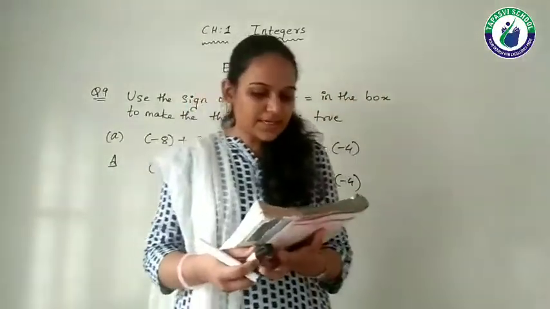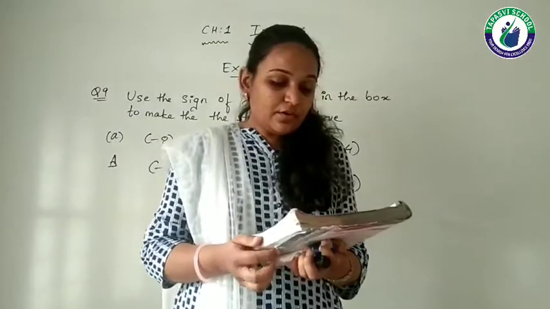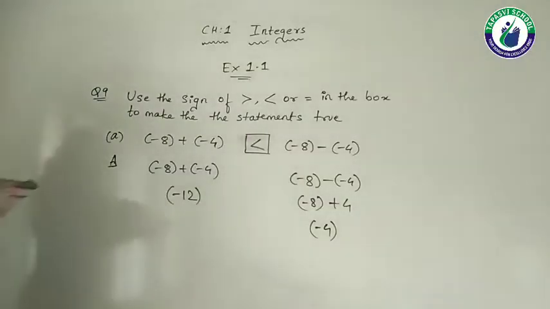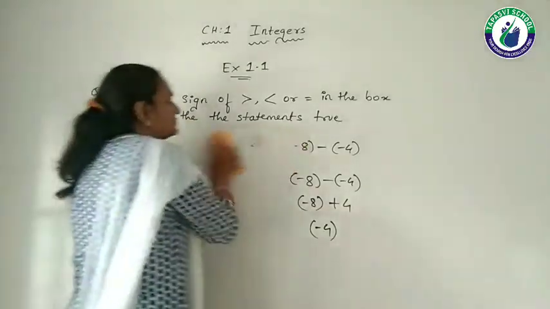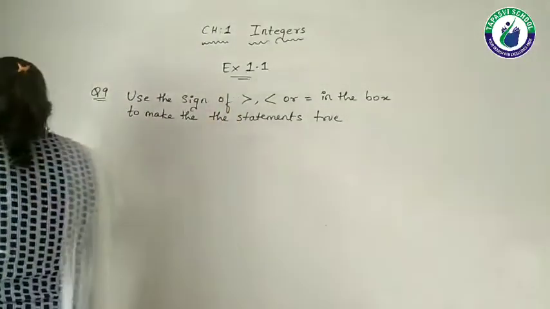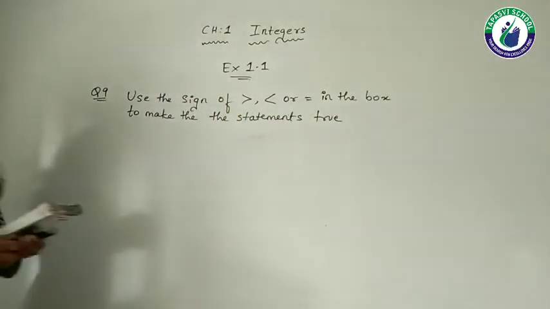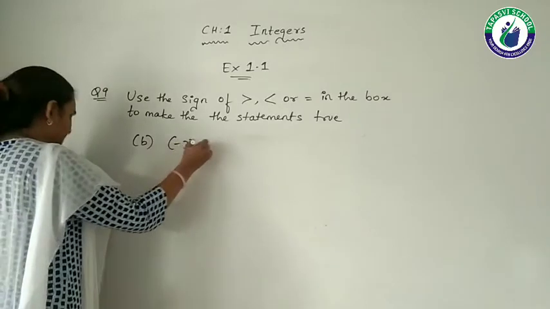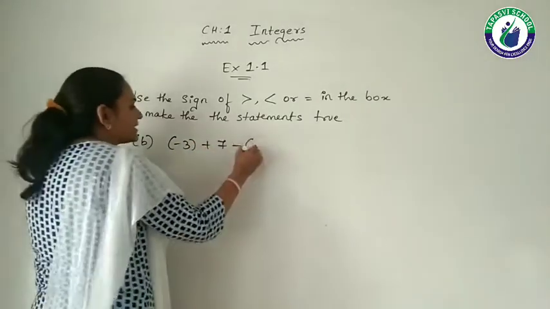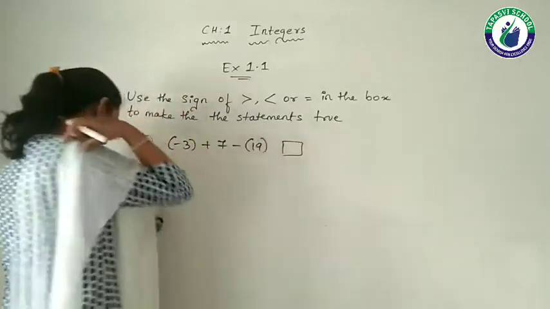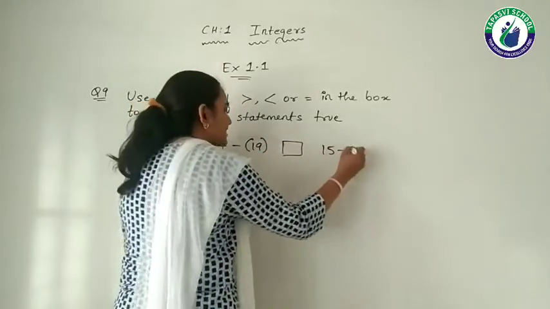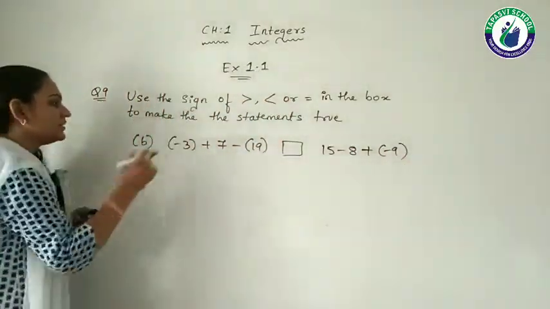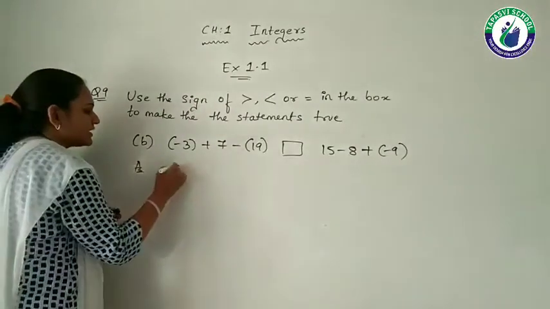Minus 3 plus 7 minus 19, box, 15 minus 8 plus minus 9. Okay, let me first write it for you all. Here there are three integers, so keep that in mind. Okay, let me first start solving this.